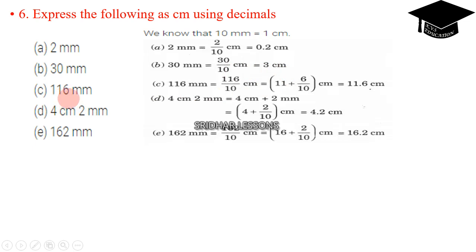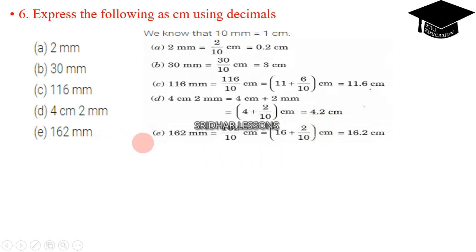Next, 116 millimeters. So it is 116 by 10. That means we can write this as 11 plus 6 by 10. Okay, that means 11.6 centimeters. Next one, 4 centimeters, 2 millimeters. That means 4 plus 2 by 10. 4 centimeters plus 2 millimeters can be written as 4 plus 2 by 10 centimeters. That means we can write it as 4.2 centimeters.